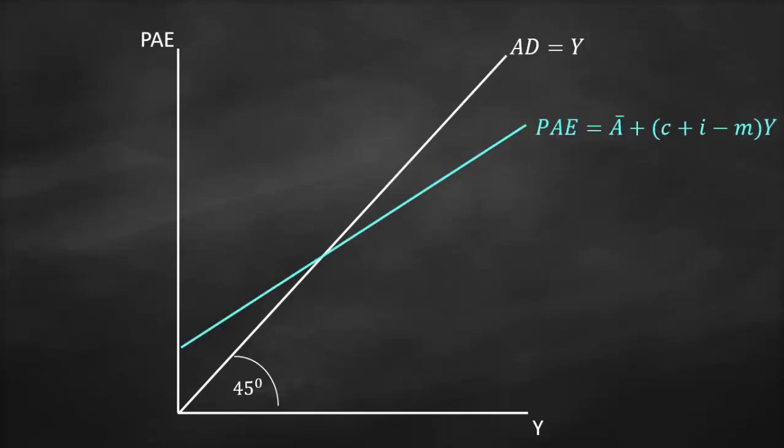And then we have here our planned aggregate expenditure, which is A bar plus little c plus little i minus little m, all of these multiplied by Y. And here we have our autonomous expenditure, which is A bar. Remember, some textbooks use A0 or A naught. They're exactly the same. So if you look here at the point of intersection between the two curves, this is our equilibrium point. So here we have Y equal to planned aggregate expenditure, and this is our equilibrium.